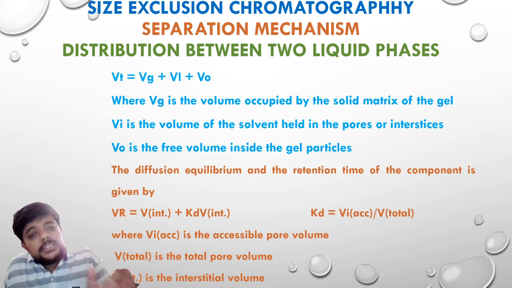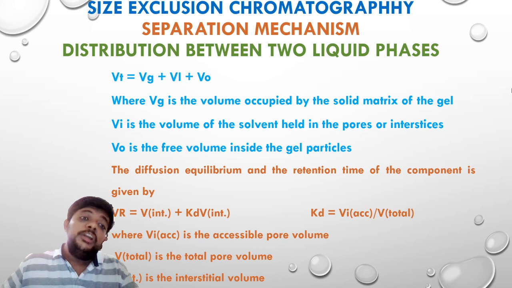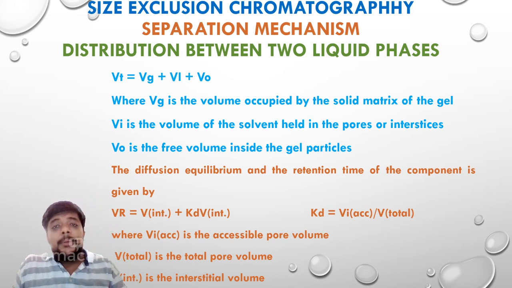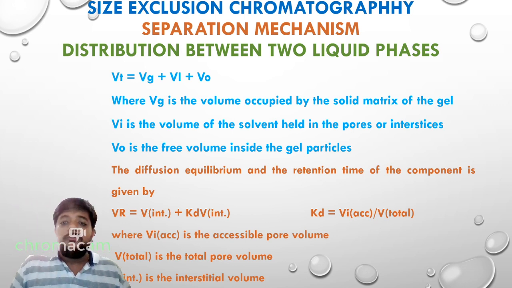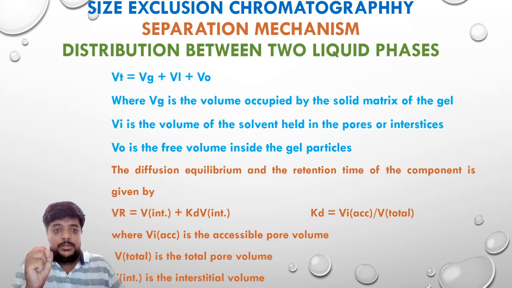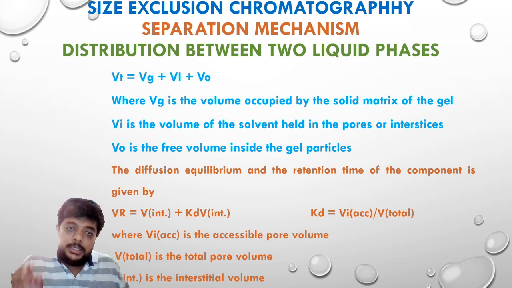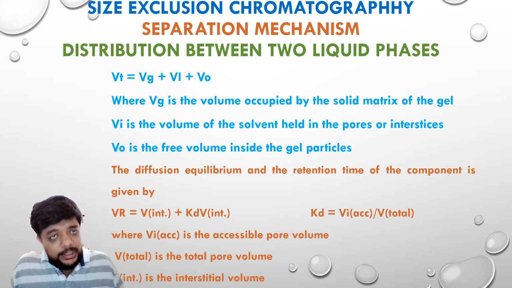Now, this distribution between two liquid phases can be explained. See, V total is the total volume, where Vg is the volume occupied by the solid matrices of the gel, Vi is the volume of the solvent held in the pores, and V0 is the free volume inside the gel particles. So this is just the equation and the terms related to it.